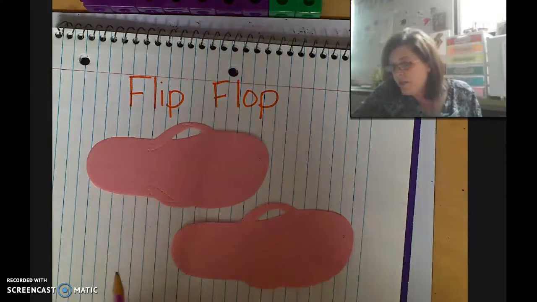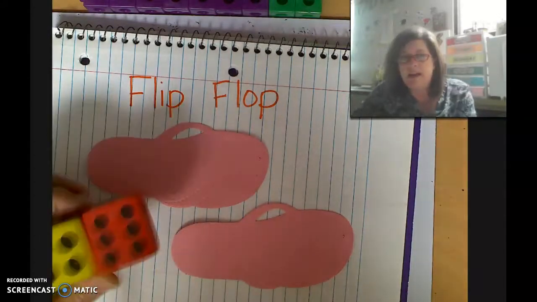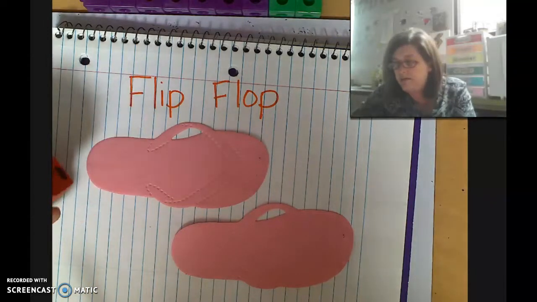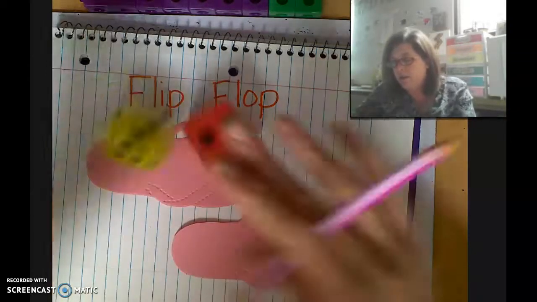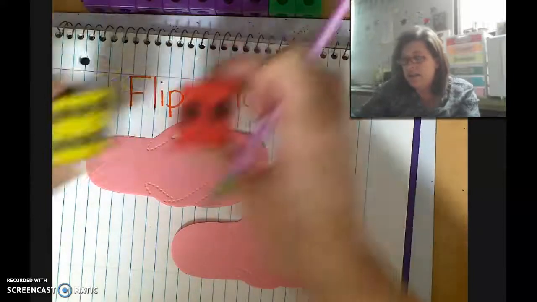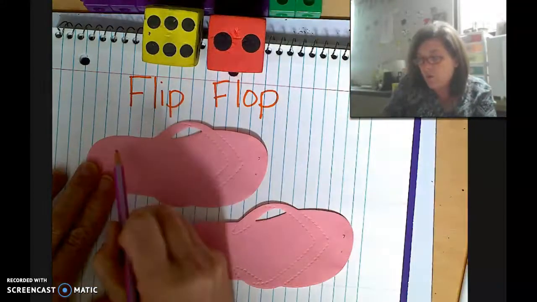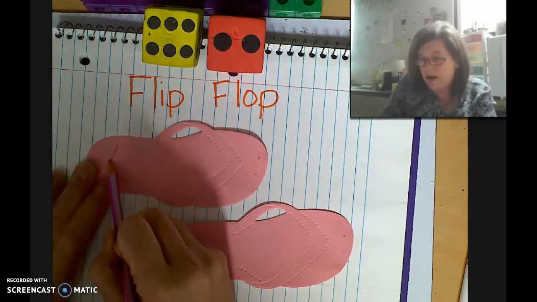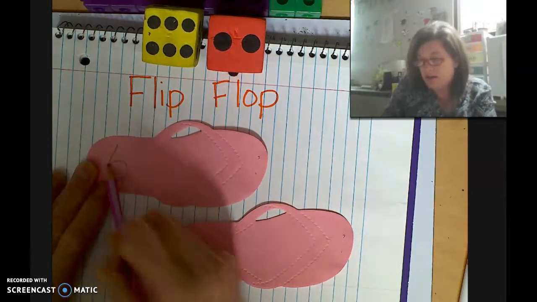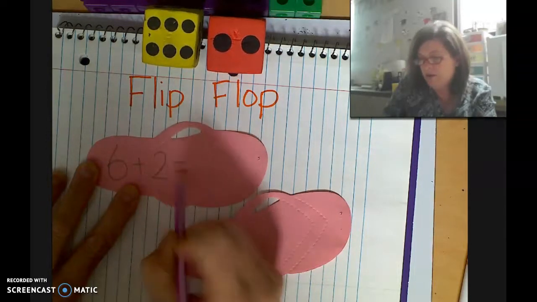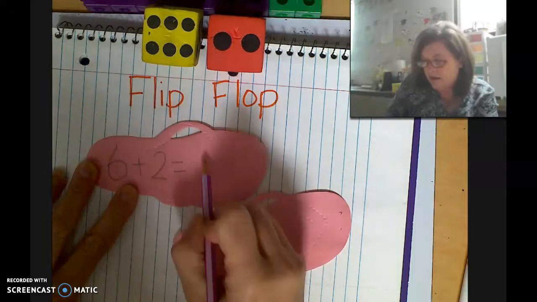Okay, so in the next part, you can do it a couple of different ways. I have some dice that I can use. I know you have some too, but you might just have somebody give you 2 add-ins. But I'm going to roll mine. Okay, I have 6 and 2 were my 2 numbers that I rolled. So on one flip-flop, I'm going to write the numbers that I got. So 6 plus 2 equals 6, 7, 8.